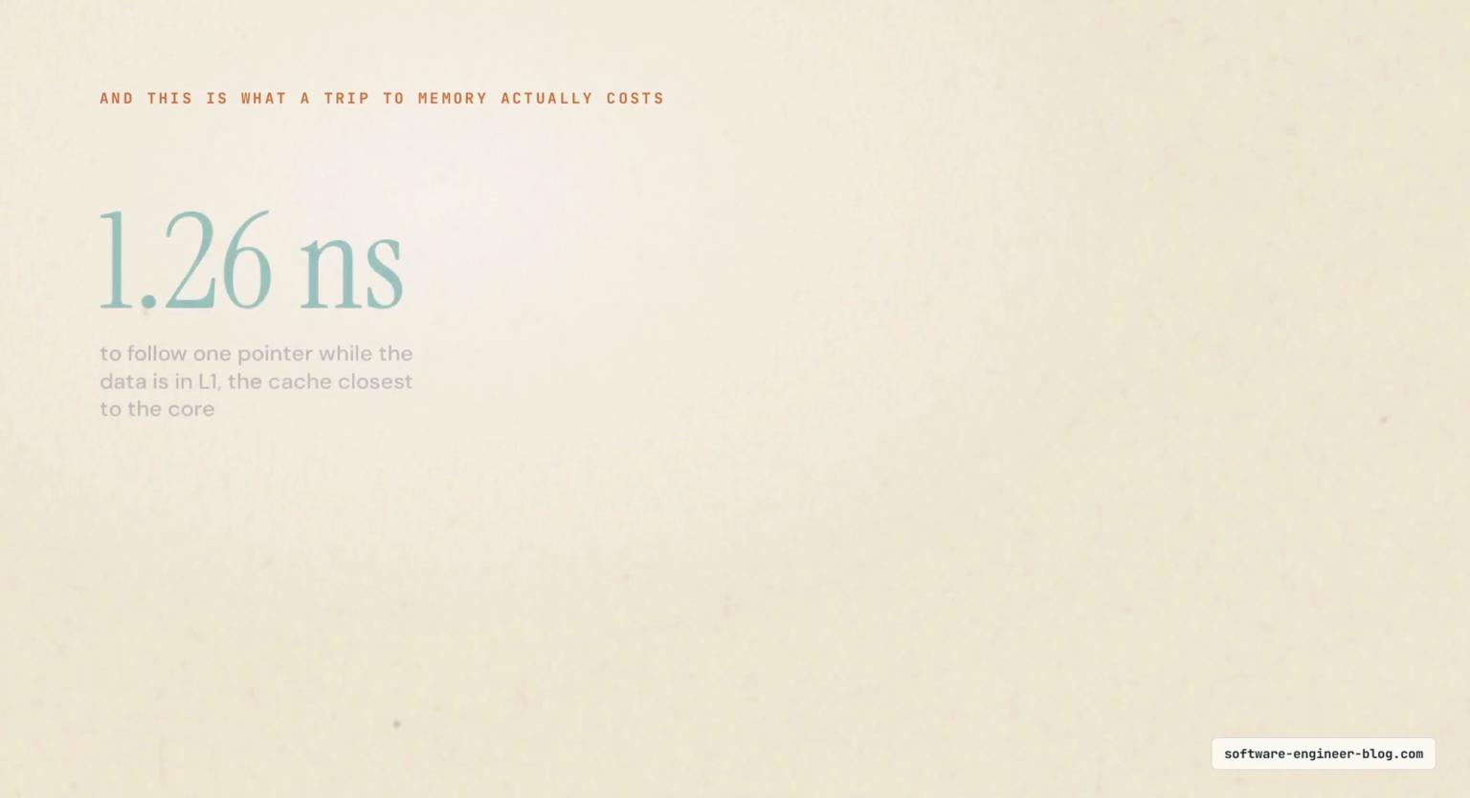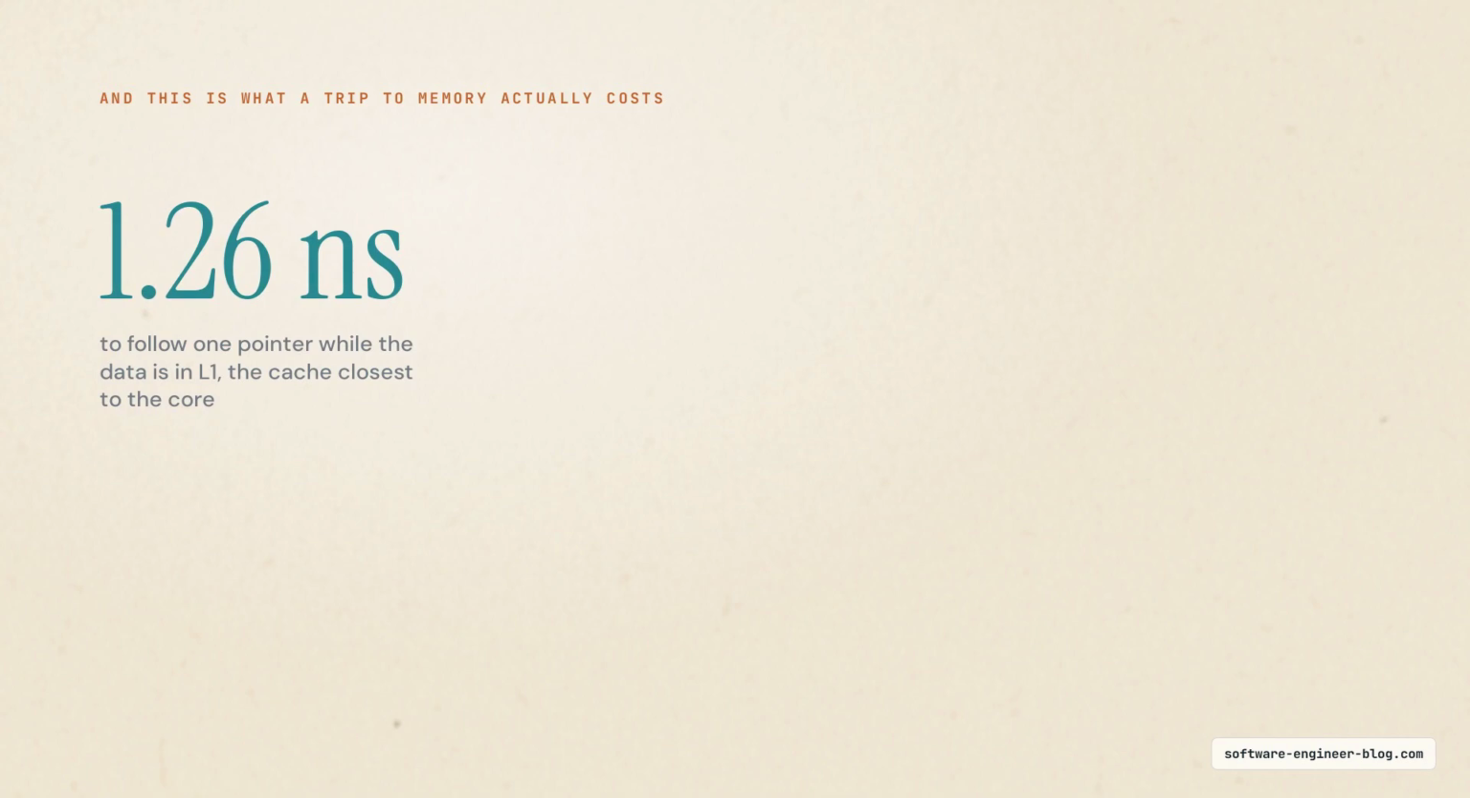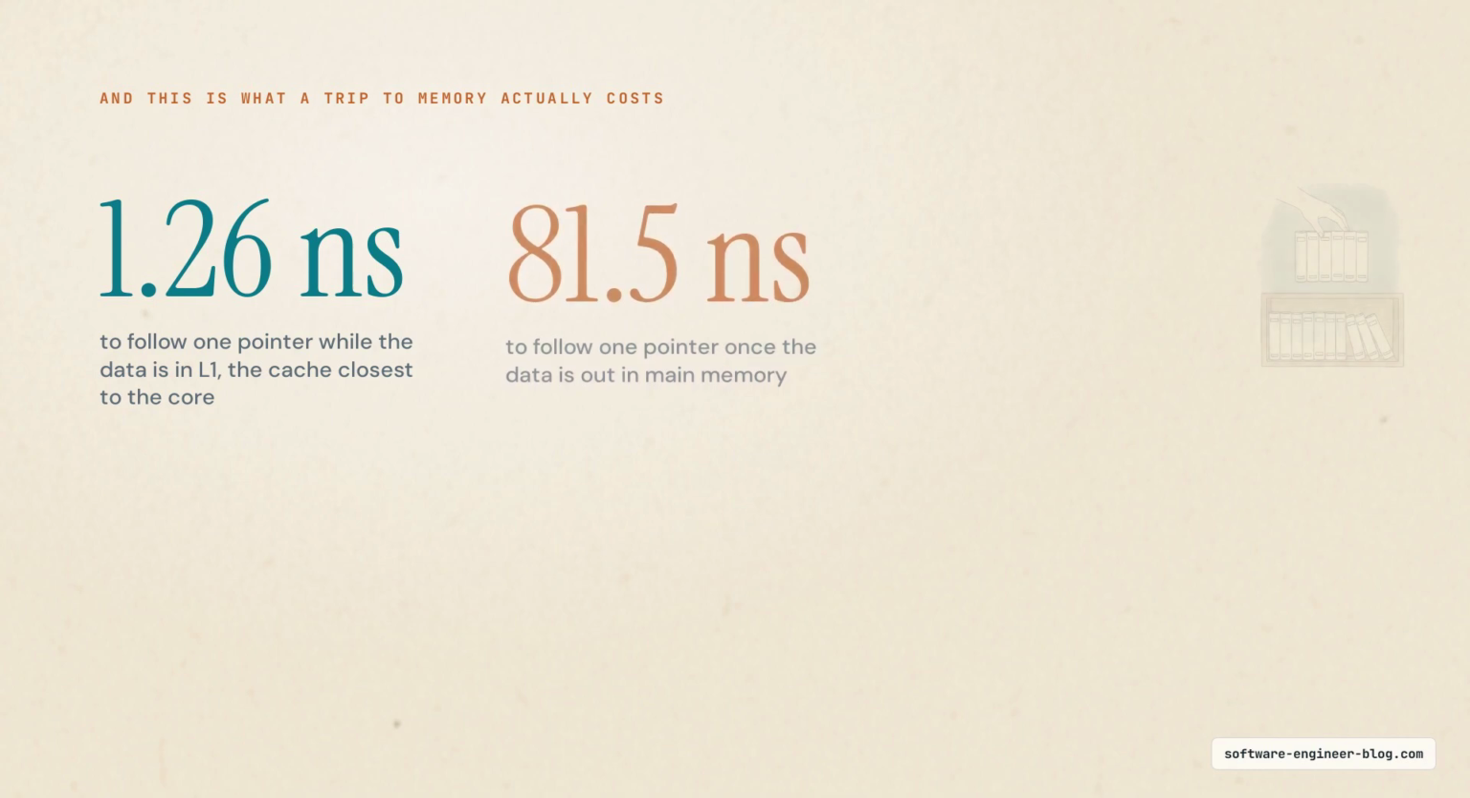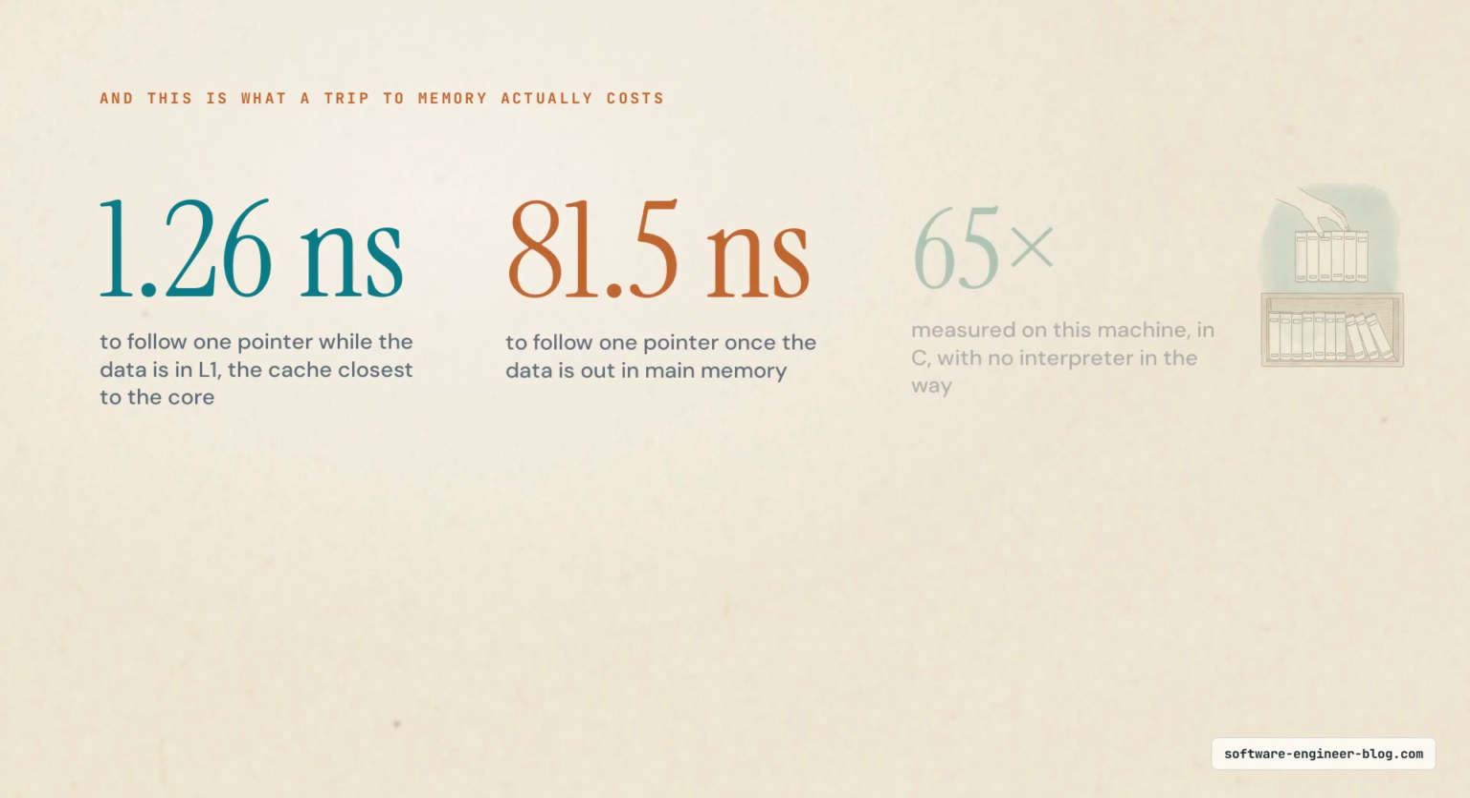So what does a trip to memory actually cost? I measured this in C, with no interpreter in the way. Following one pointer while the data is in L1, the cache closest to the core, takes 1.26 nanoseconds. Following one pointer once the data is out in main memory takes 81.5 nanoseconds. That is 65 times slower.